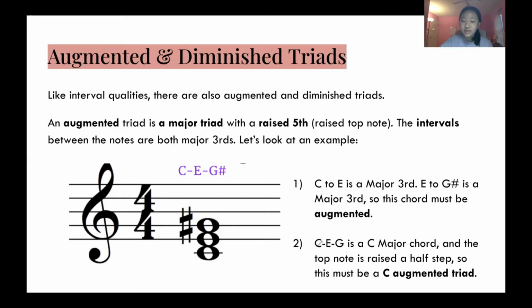Another way of thinking about it is that C, E, G is a C major chord, and then the G is raised a half step, so this must be a C augmented chord. One more way of looking at it, which isn't written here, is that you can look at this interval between C and G, which is the bottom note and the top note. You know from your interval knowledge that this is a fifth, but it's not a perfect fifth, it's an augmented fifth because the G sharp is raised. And if you have an augmented fifth, the chances are this triad is augmented.